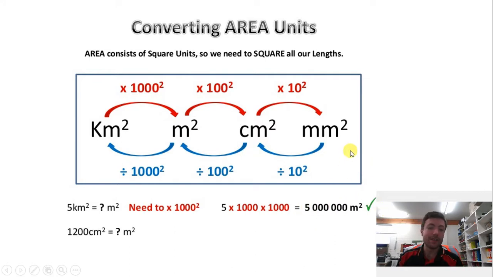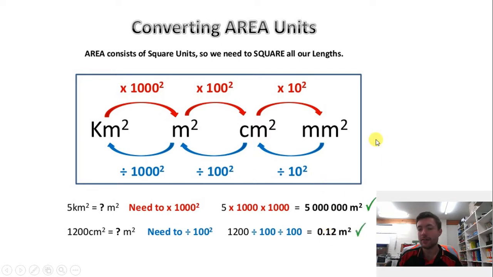Alright, let's say we had 1,200 centimeters squared, and we want to get into meters squared. So we're at centimeters and we're going to meters. So here we're dividing, and we're dividing by 100 squared. So remember, squared is times by itself. So it's 1,200 divided by 100 divided by 100. So we have 2 lots of 100s. And when you put that in your calculator, it's going to give you 0.12 meters squared.